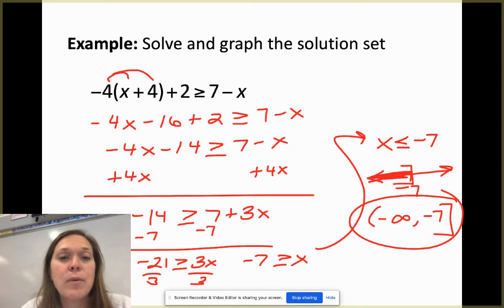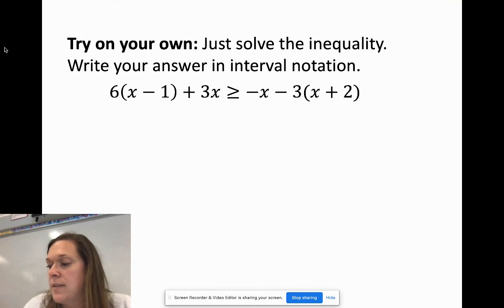Again, pause this at any point in time, replay it, let it soak in, do what you think you need to do. You're going to go ahead and try this one on your own.